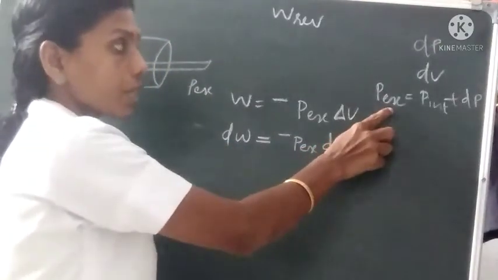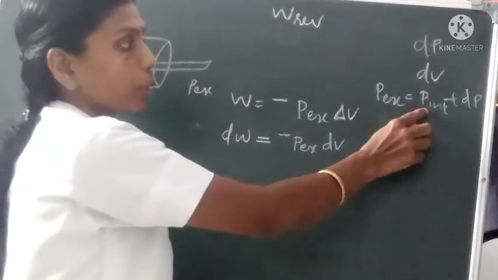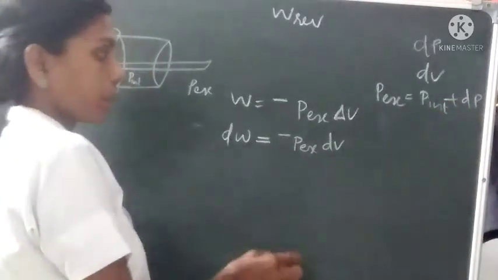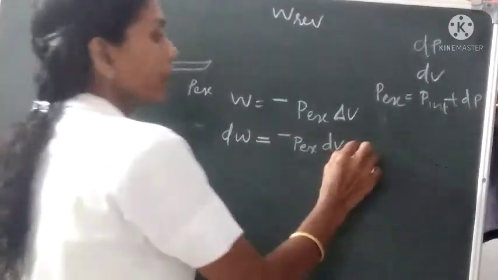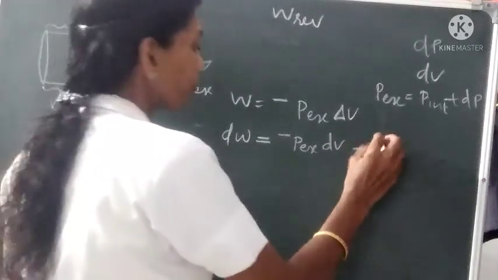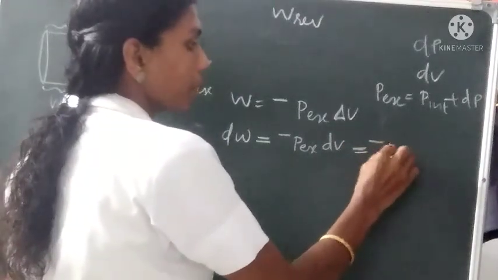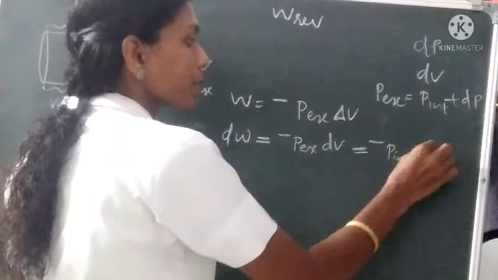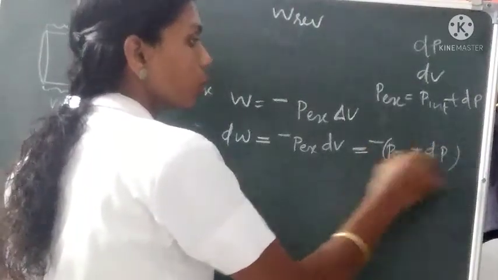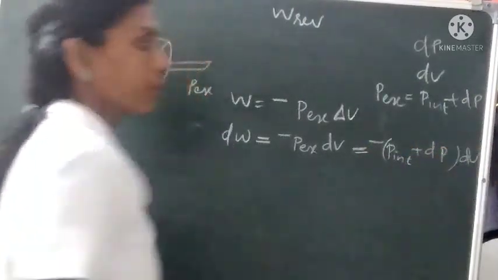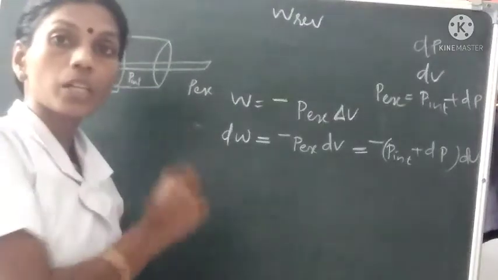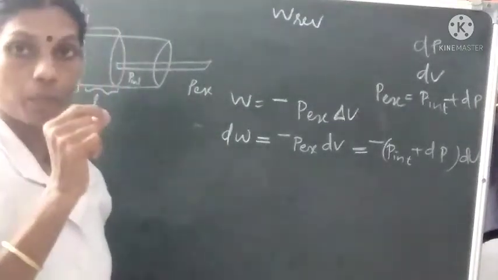Then what is Pex in a small step? That will be equal to P internal plus dP. So here we can write dW will be equal to minus (P internal plus dP) into dV, isn't it? So this is the work done in a single small step.